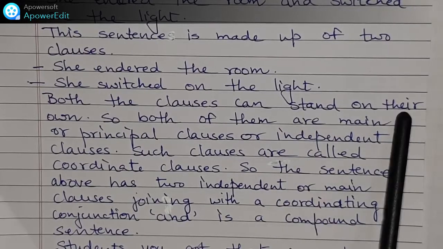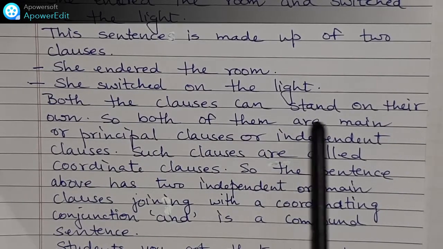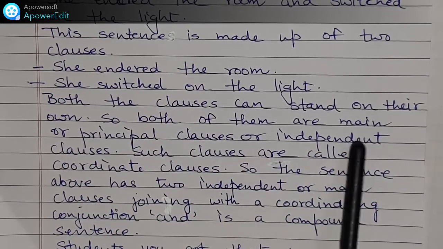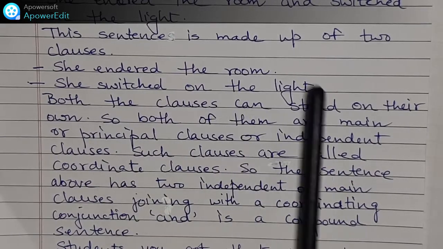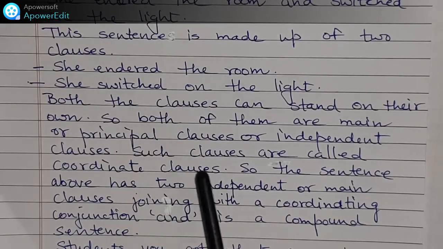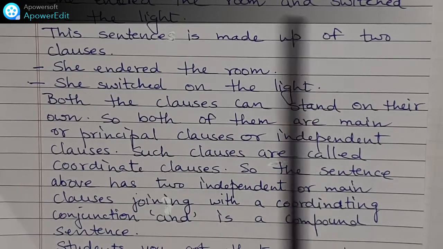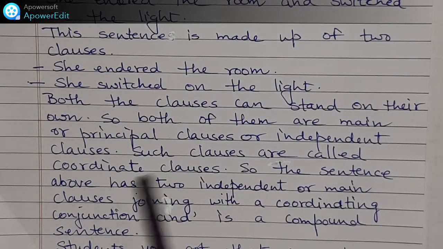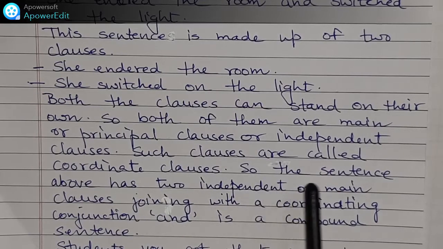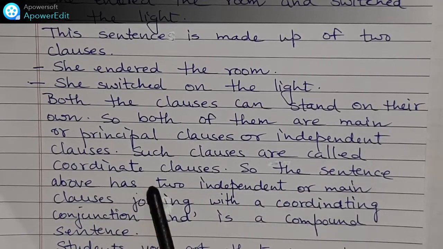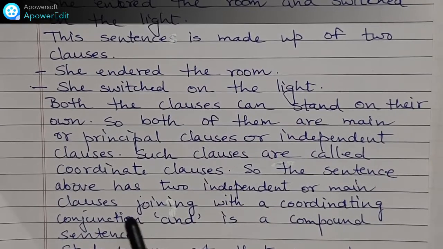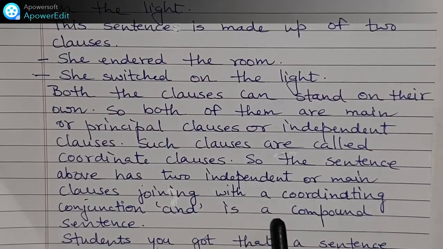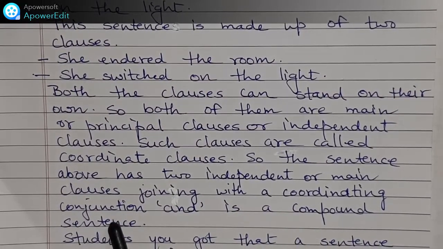they can stand on their own. So both of them are main or principal clauses, or also we can say independent clauses. So two independent clauses are there in this sentence, joining with conjunction and. Such clauses are called coordinate clauses. So the sentence above has two independent or main clauses joining with a coordinating conjunction and is a compound sentence.